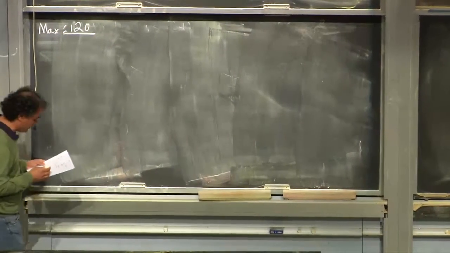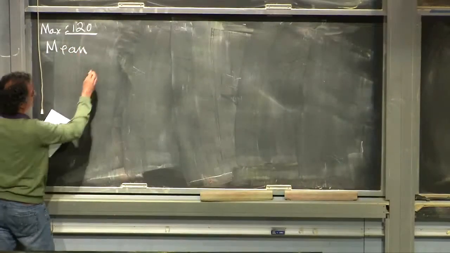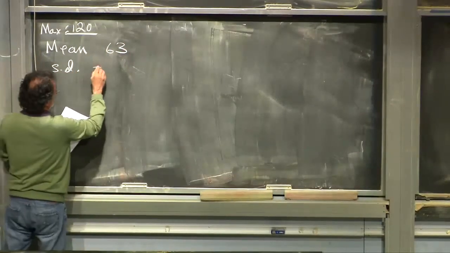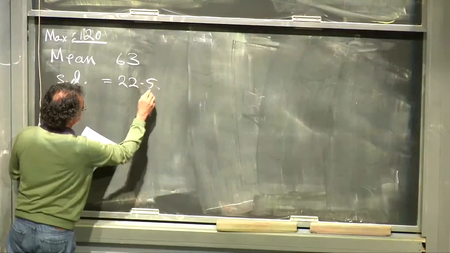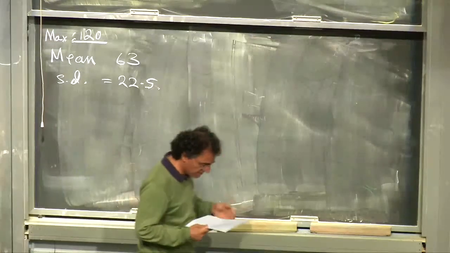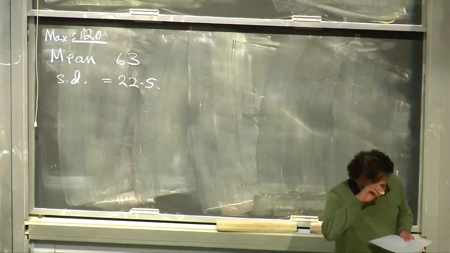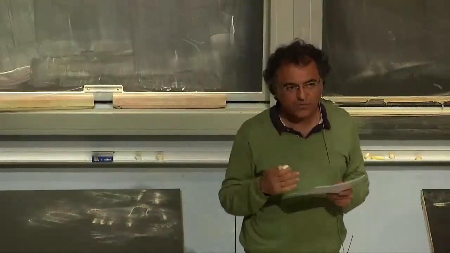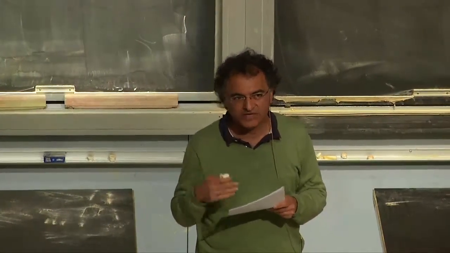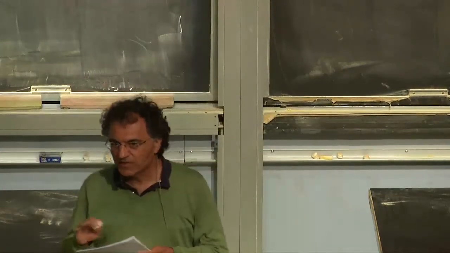Okay, the mean was 63, and the standard deviation was 22.5. Now let me just give you a summary of how people did. So I tried to go through and say roughly what constituted each level. This is extremely rough. You shouldn't take it too seriously, but it's a guidance for you if you want some feedback. I'll give you this numerical guidance.